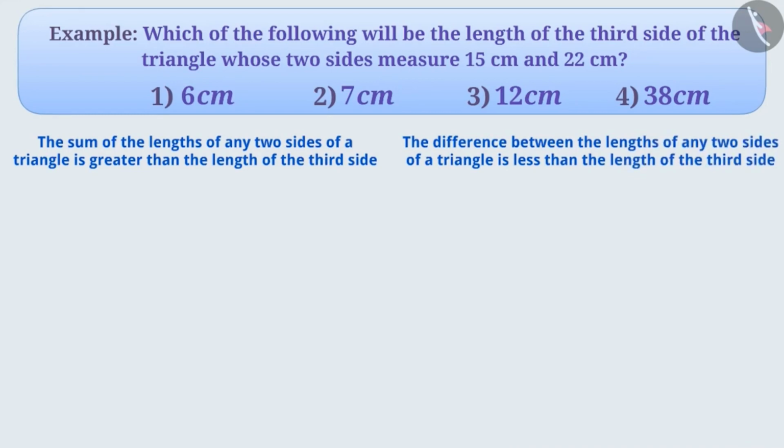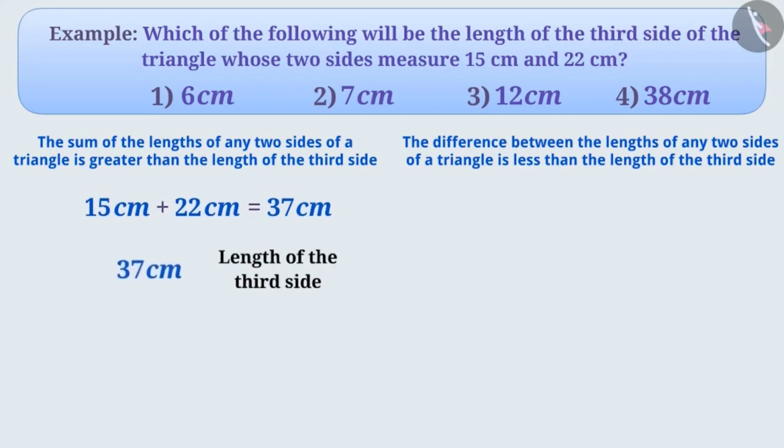Here, the sum of the lengths of the two sides of a triangle, 15 cm plus 22 cm, is equal to 37 cm. Therefore, the length of the third side should be less than 37 cm. Therefore, the length of the third side cannot be 38 cm. That is, option 4 cannot be the answer to the question.